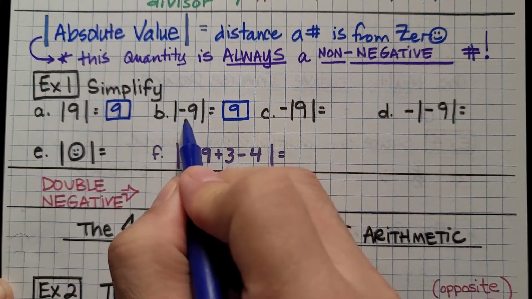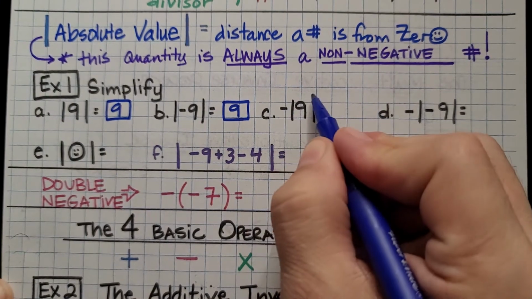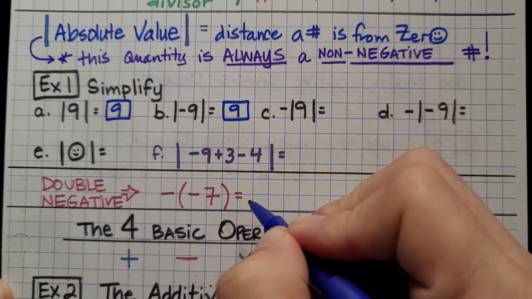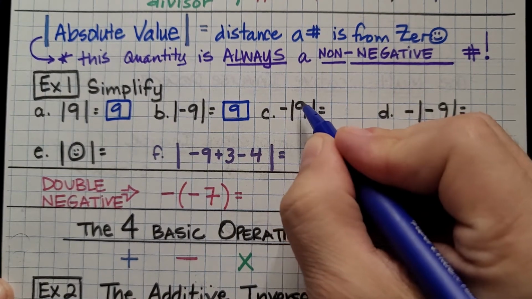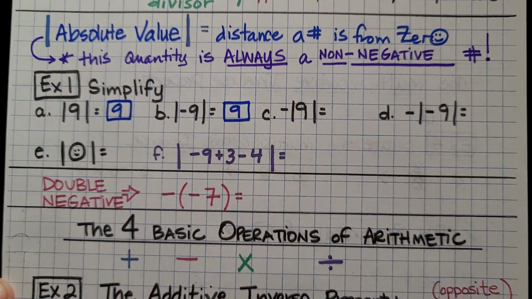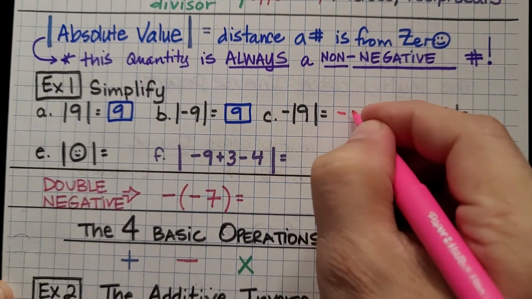How far is negative 9 from 0? It's 9 units away. Now, what happens when we put that negative sign right outside the absolute value? Well, that means we still take the absolute value of 9, which is 9, and then we make that answer negative. This is equal to a negative 9.